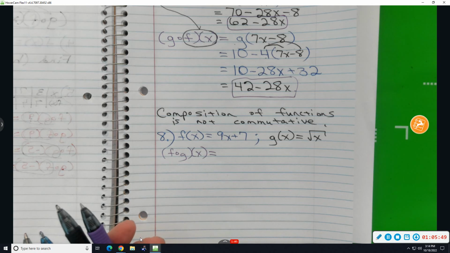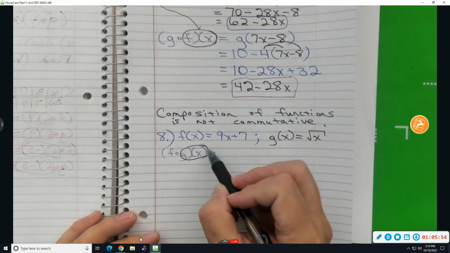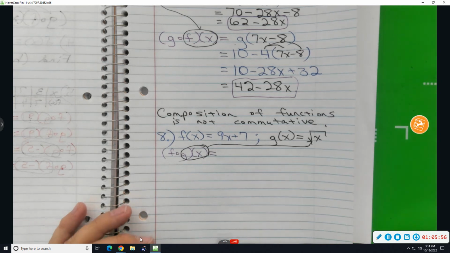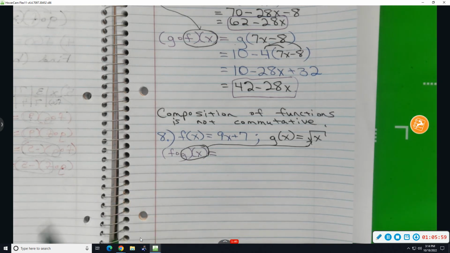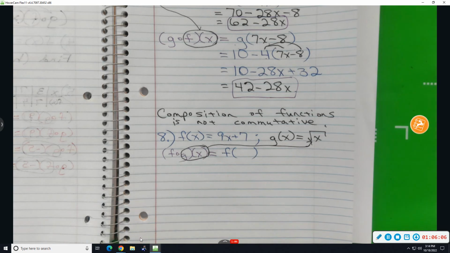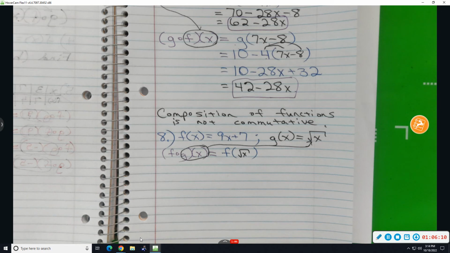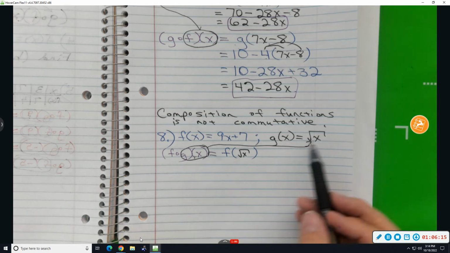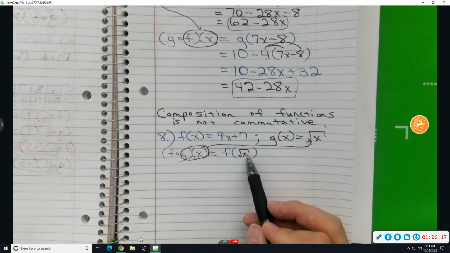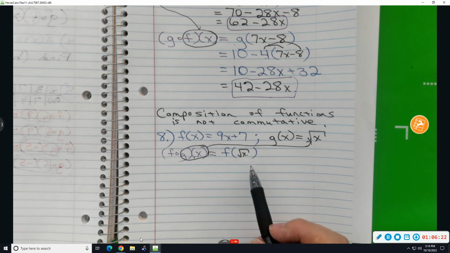So we have g of x. G of x is on the inside. We know g of x is the square root of x. So we have f on the outside and the square root of x on the inside. G of x, we replace with the square root of x. So it's 9 square root of x plus 7.